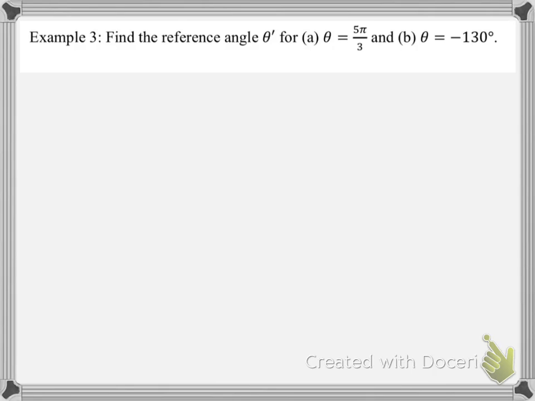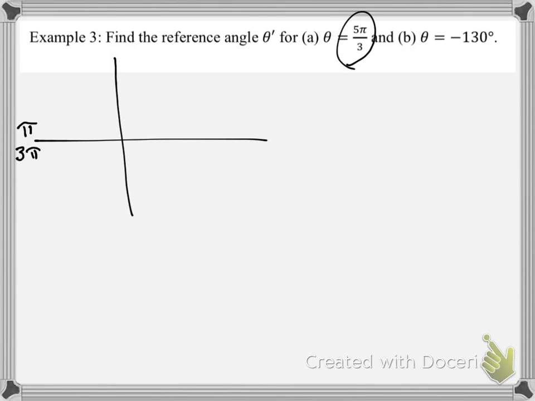Yay, radians! All right, so we want to find the reference angle for 5 pi over 3. So where the heck is 5 pi over 3? First I need to figure out where that is. Here's 0, and over here would be pi. If I'm in thirds, 3 pi over 3 is 1 full rotation. So then what would half of that be?